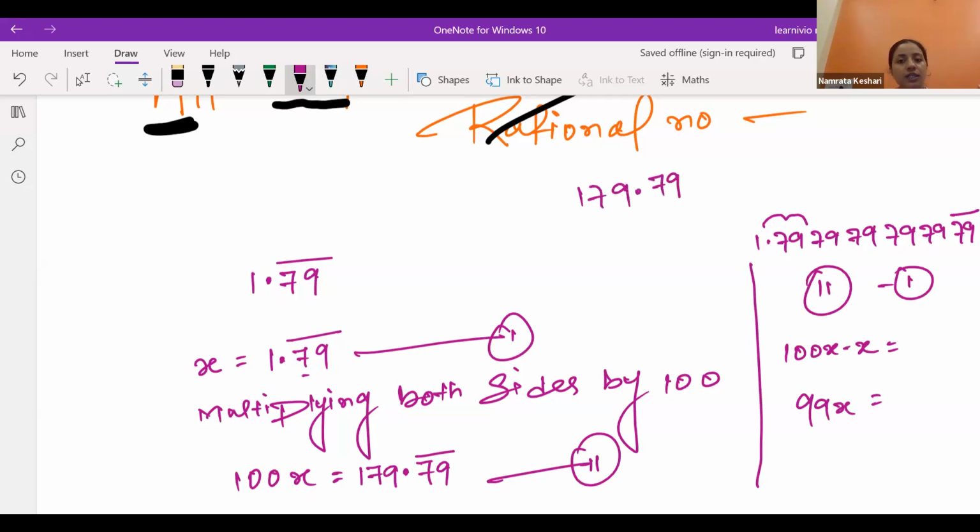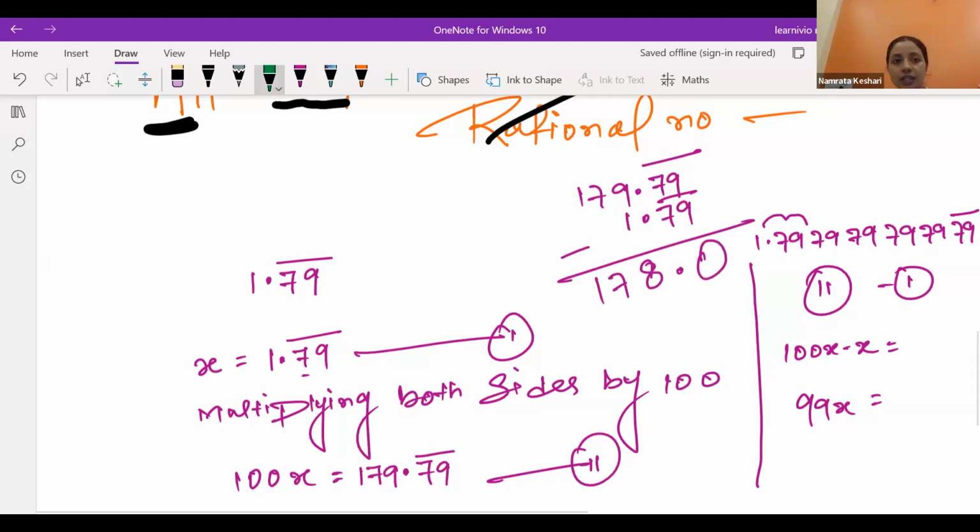179.79 bar and 179 bar. If we do the subtraction, we'll be getting 0 over here. 9 minus 1 is 8. So basically we are going to get 178. I have seen most of the students get confused between this part and this part. Do you also get confused, or is this part clear to you?